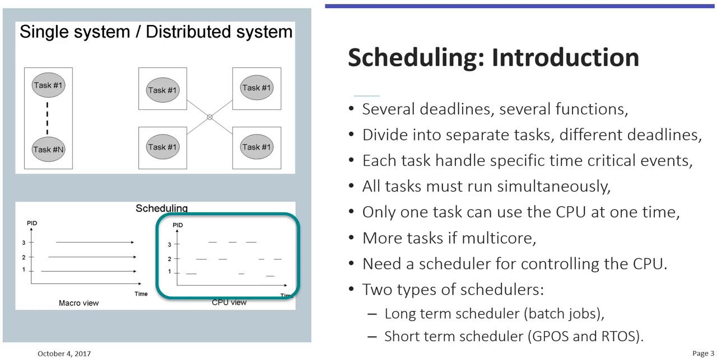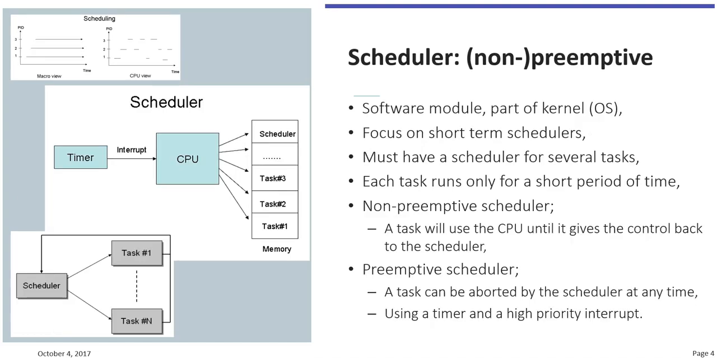And Windows, Linux, Solaris, Unix, and so on are general purpose operating systems. So these services, the scheduling, that is handling these different tasks, must be a part of the kernel of the operating system, and we will focus on the short-term schedulers. So we will have a scheduler that will handle all the tasks, and we have two different types of these short-term schedulers: either a non-preemptive scheduler or a preemptive scheduler.